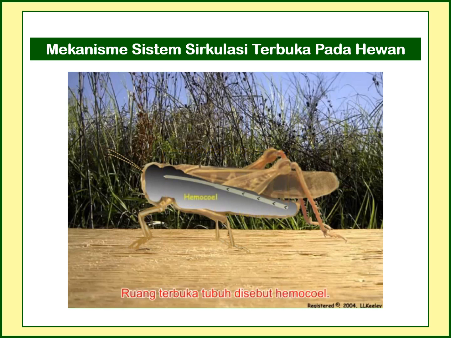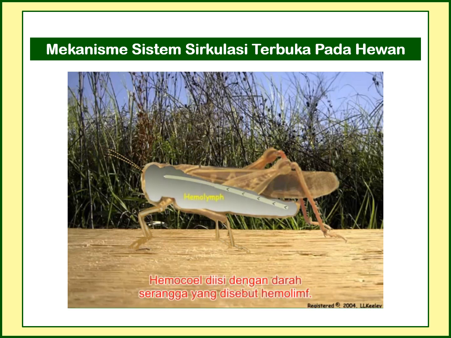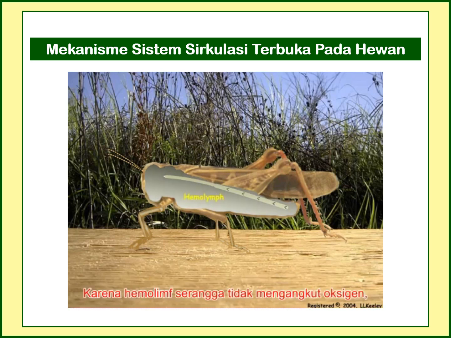The open space of the body is called the hemocoel. The hemocoel is filled with insect blood called hemolymph. Since insect hemolymph does not transport oxygen, it does not contain hemoglobin, and therefore lacks the red color that is characteristic of blood from vertebrate animals.